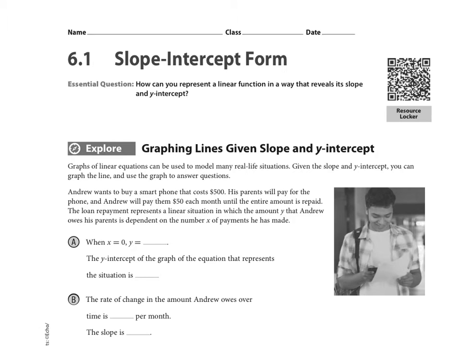All right, 6.1, slope-intercept form. So let's just, again, we should know this by memory. What is slope-intercept form? What's the equation? Y equals, there you go, mx plus b. We've done this a ton now.